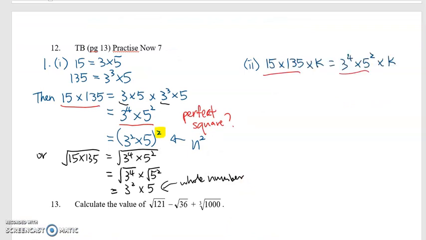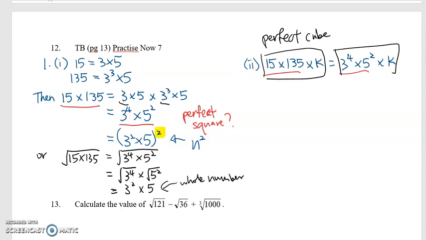So now I write it out. 15 times 135 from part 1, we know it's 3 to the power 4 times 5 square. So I just write out the equivalence. Then now they want this to be a perfect cube, meaning they want these two to be perfect cubes. So how do I make it a perfect cube? Then you have to think about the definition of a perfect cube.